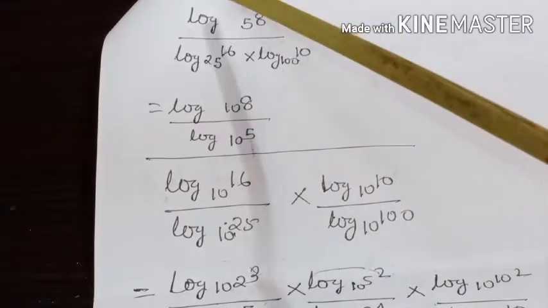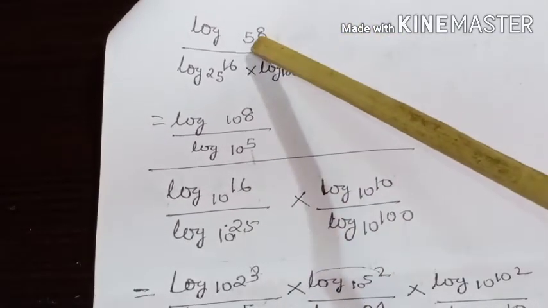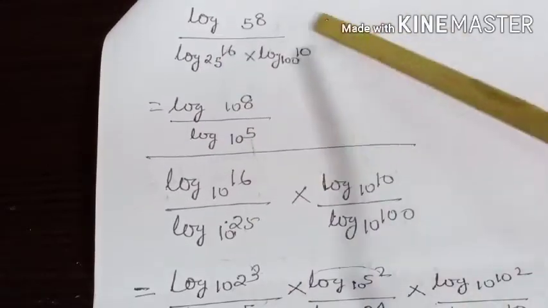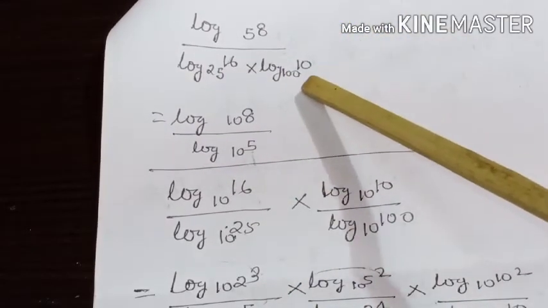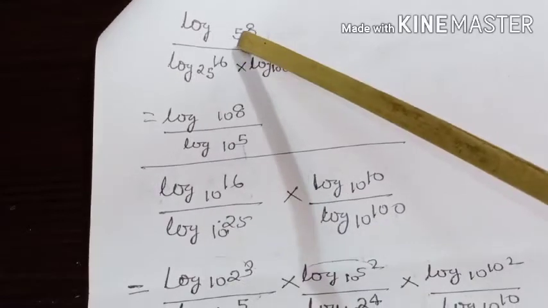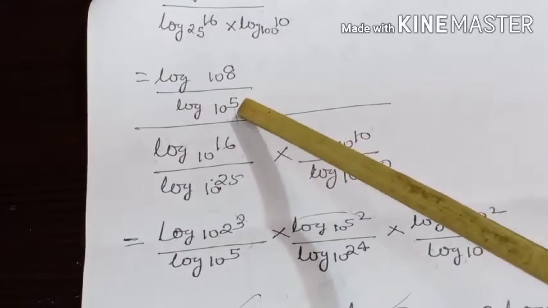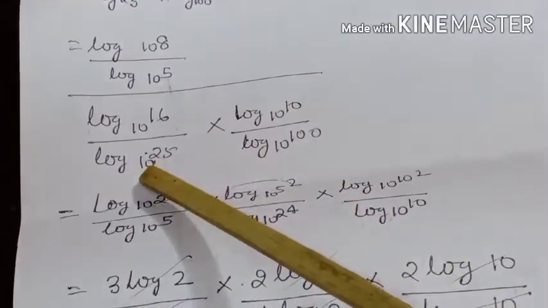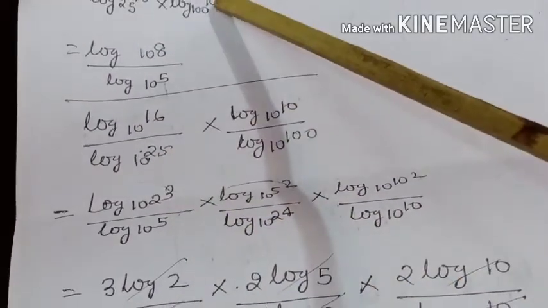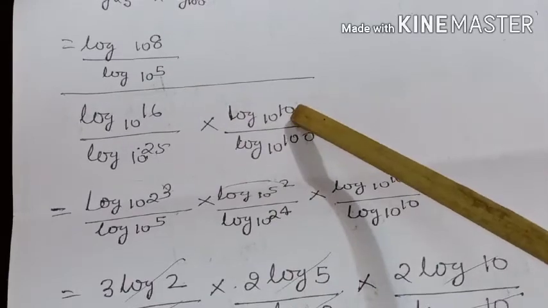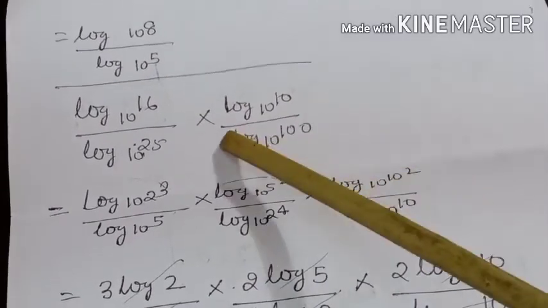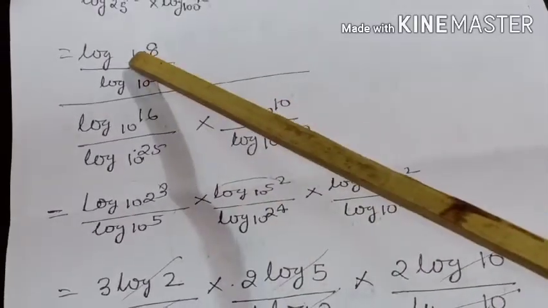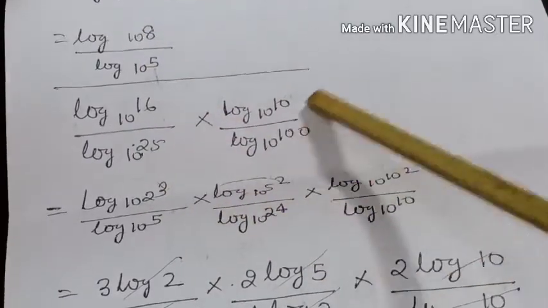1. So your answer will be 1. We are in question number 19.3. It is written log 8 to the base 5 divided by log 16 to the base 25 into log 10 to the base 100. So log 8 to the base 5 can be written as log 8 by log 5. This log 16 to the base 25 can be written as log 16 by log 25, and log 10 to the base 100 will be represented as log 10 divided by log 100. In all the cases we are taking base as 10.